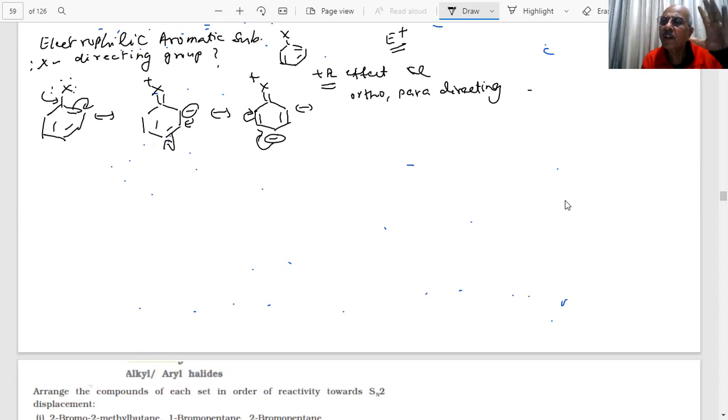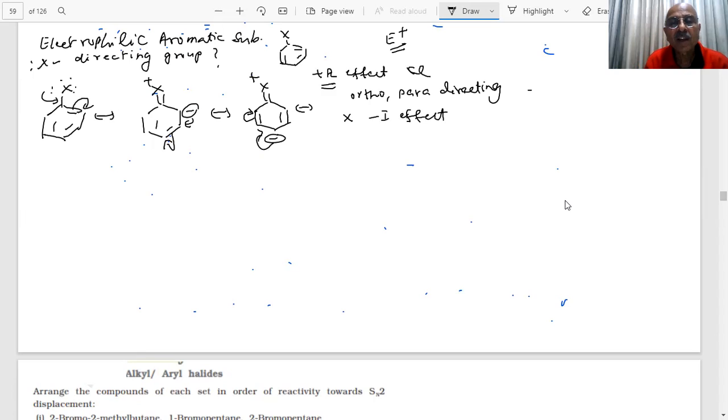We can prove it for other groups also. Any group on the benzene, any atom on the benzene has got lone pair of electrons. That lone pair of electrons, benzene ring can withdraw, student, and there will be increase in electron density at ortho and para positions. But at the same time, student, X group has minus I effect.